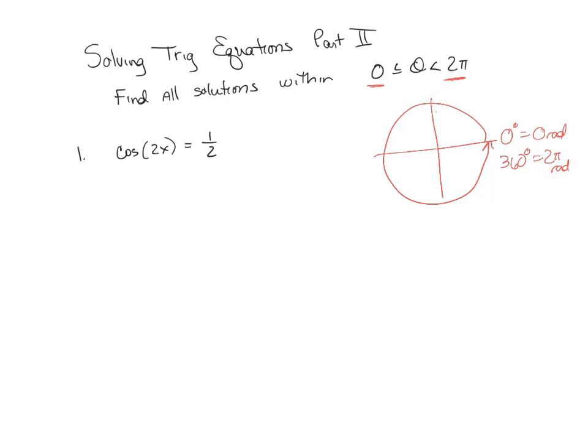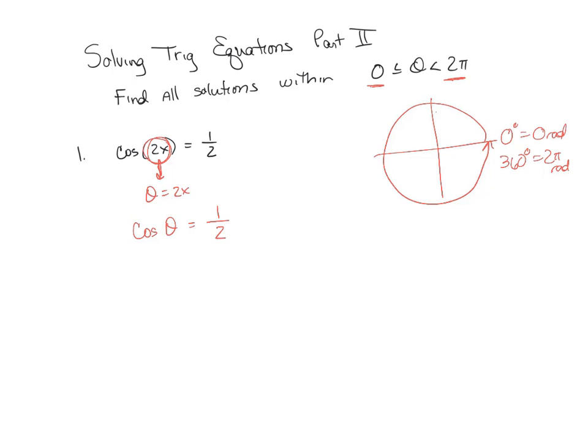All right, cosine 2x equals 1/2. The problem is we have a 2x here. That's going to cause us some problems. So I'm going to relabel this. I'm going to say, let theta equal 2x. And so basically I'm looking for cosine theta equal to 1/2.